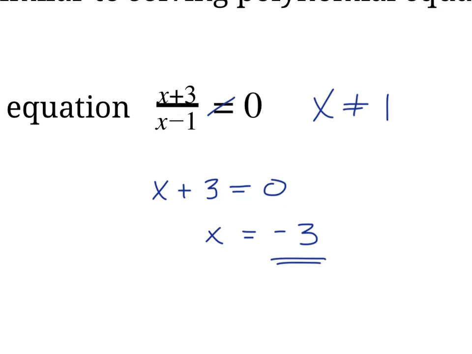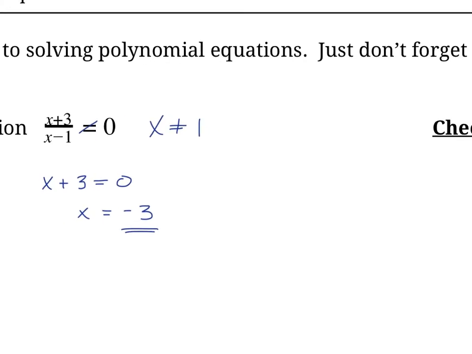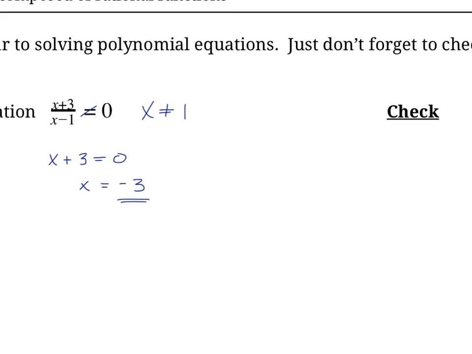Because rational functions can be a little bit more complicated, it's always a good way to check to make sure our answers that we get work. So that's why I've included a little check thing on the side. All we have to do to check is plug negative 3 into our equation and see if it works out. So this gives us 0 over negative 4, which gives us 0, right? Which checks out with what's on the right side of that equation. So there we go. We're set. So this is our final answer. X equals negative 3.